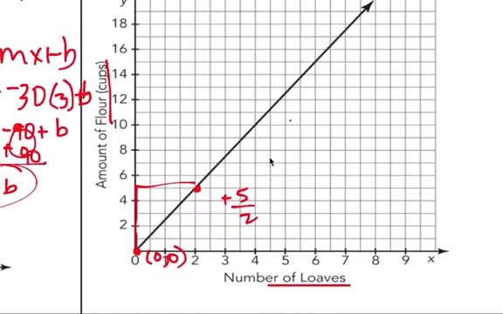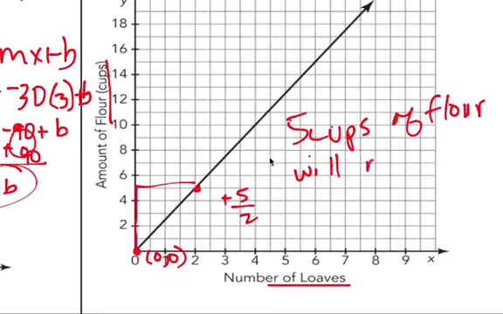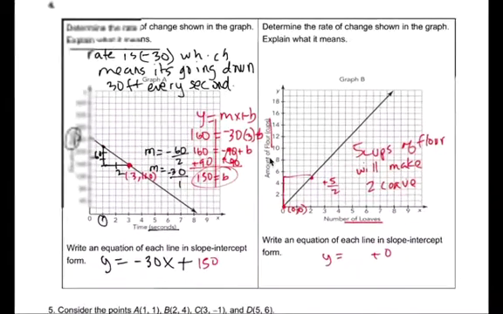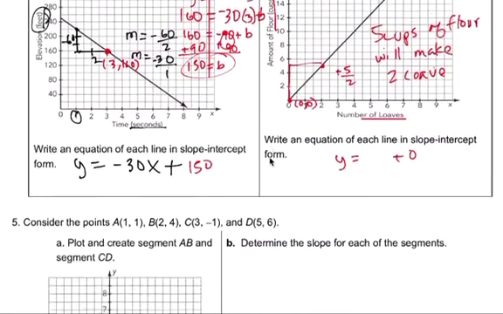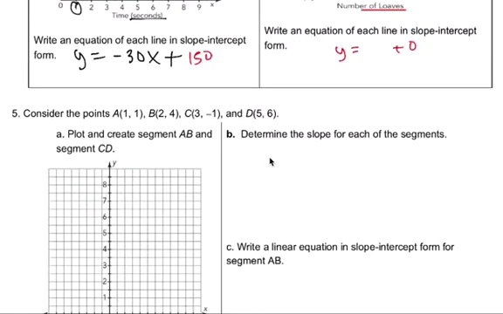Five cups of flour will make 2 loaves of bread. We'll make 2 loaves. We don't know what loaves. Most likely bread.